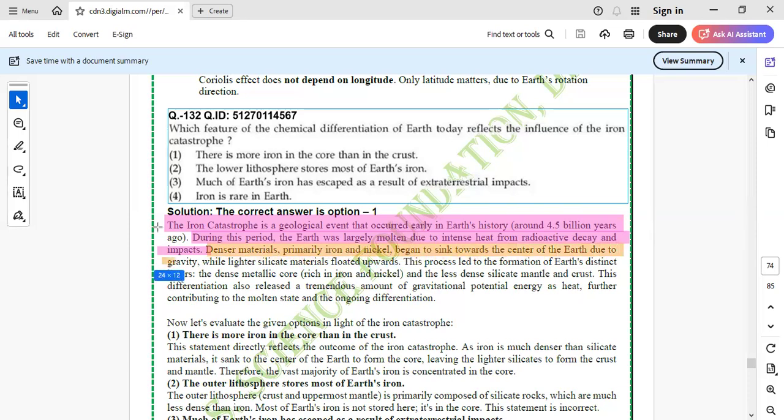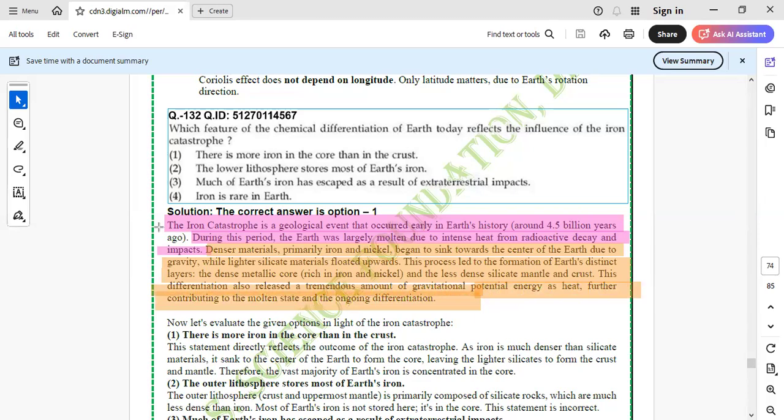तो Earth, due to gravity, while lighter silicate materials float upward, and the process led to the formation of Earth's distinct layers: crust, mantle, core. ऐसे ही बने थे the dense metallic core rich in iron and nickel, and the less dense silicate mantle and crust. And this differentiation also released a tremendous amount of gravitational potential energy as heat, further contributing to the molten state during the ongoing differentiation, मतलब वो liquid form में ही रहे, right?